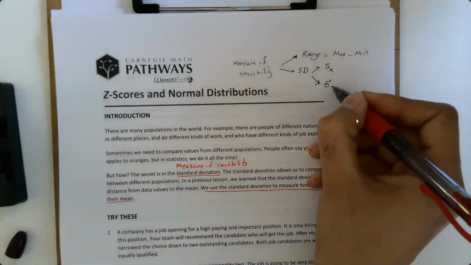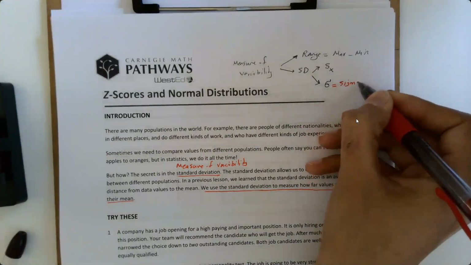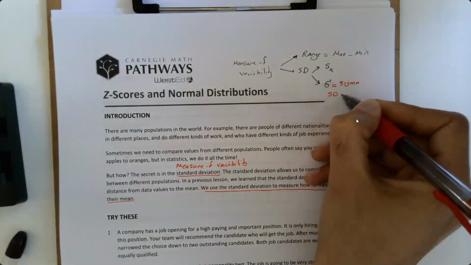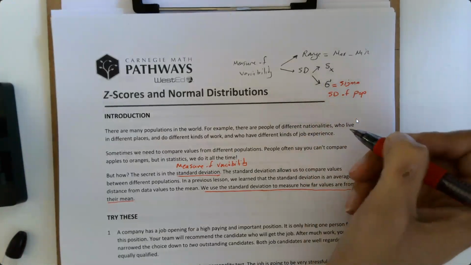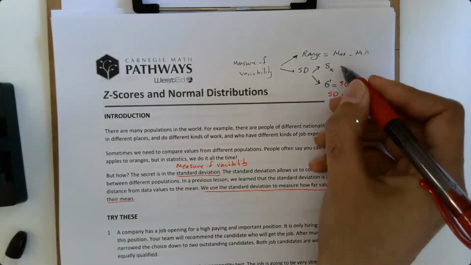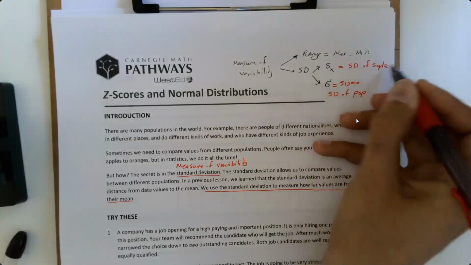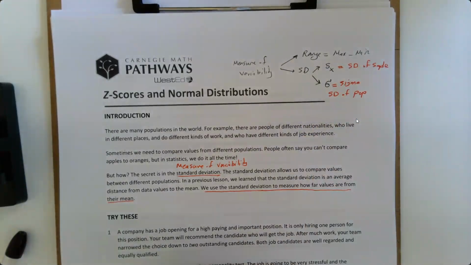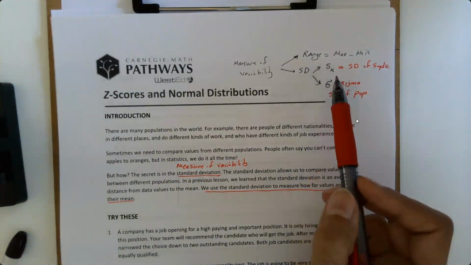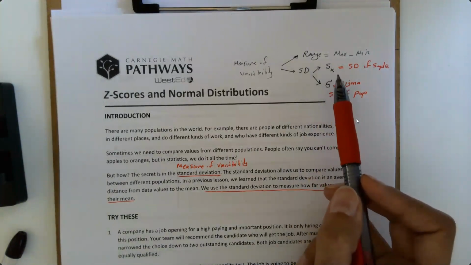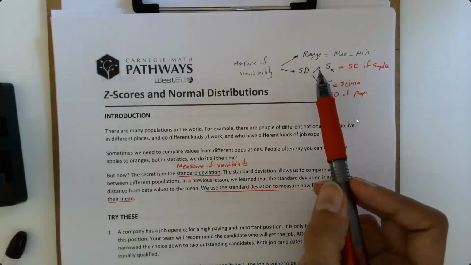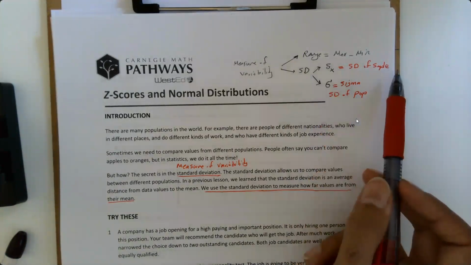So sigma is the standard deviation of a population, and S of X was the standard deviation of a sample. When you see different questions and they don't mention whether it is the standard deviation of a population or of a sample, but they give you S of X or just S equals a number, you quickly say, hey, this question is talking about a sample.